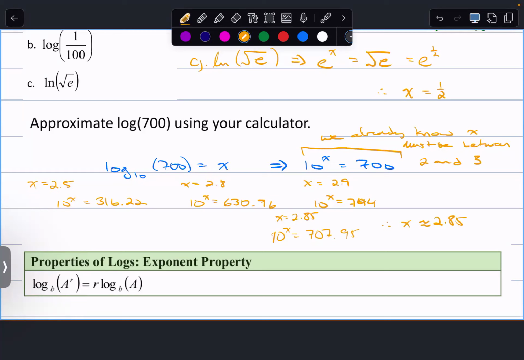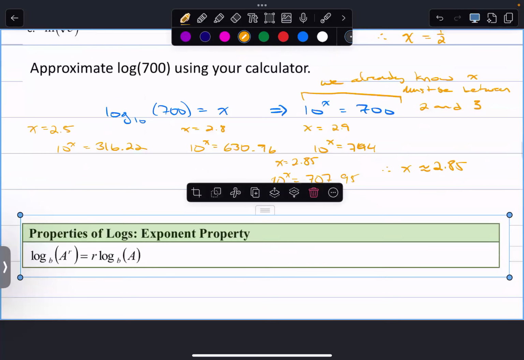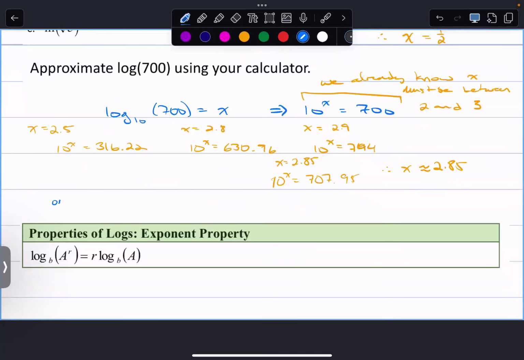Or on your calculator, log base 10 of 700, 2.84509804. Let's see here. Or using the calculator, x is roughly still 2.84509804.